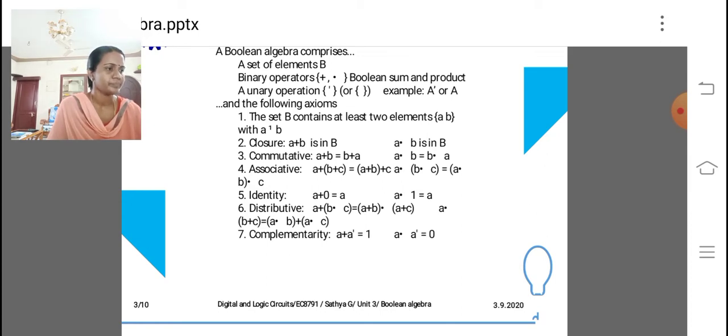The associative law of addition states that it makes no difference in what order the variables are grouped when ORing several variables. The main point is the way we group the variables. In the first case we group b plus c, in the second case we group a plus b, but there is no deviation in our answer.